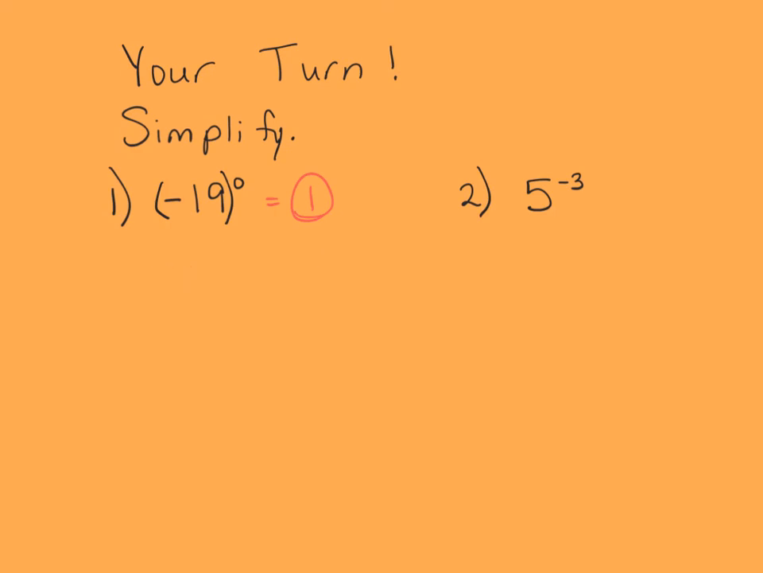Okay, so now let's look at the second problem. We had 5 to the negative 3rd power. Going back to our rule, to make this negative exponent a positive, we're going to rewrite it as 1 over, keep the base 5, and change the negative exponent to a positive. And we've simplified this.